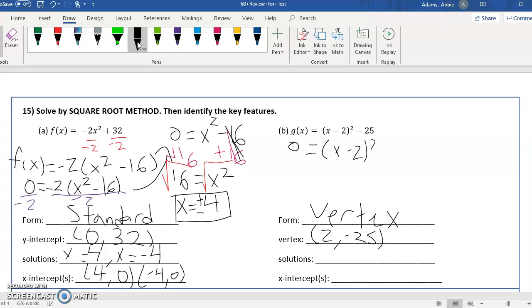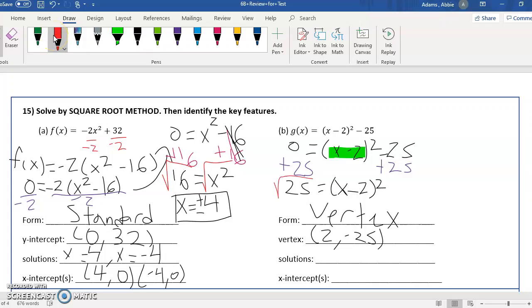So we got (x minus 2) squared minus 25 equals 0. So once again, we're going to want to isolate our squared term, which in this case is whatever's inside the parentheses. So I'm going to add 25 to both sides. So I have 25 equals (x minus 2) squared. Now, we're on to where we can use the square root method.